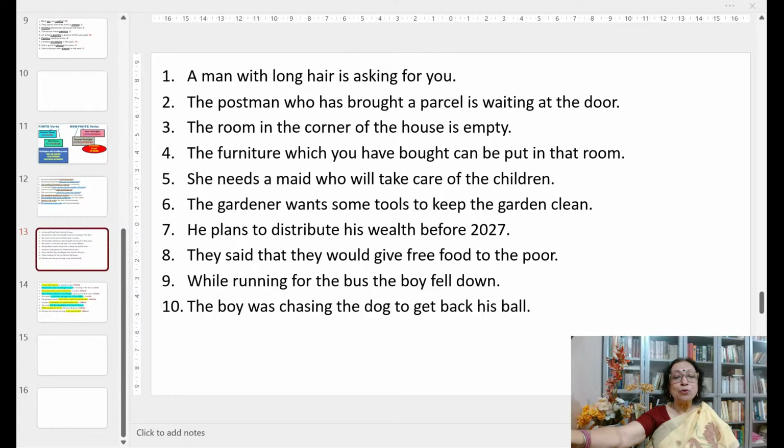He plans. Now, what does he plan? That is the group of words. Now, before 2027 is only a preposition and a noun, so it cannot be a phrase. It is two distinct words. A phrase has to be a group of words. He plans what? That is the answer for you.